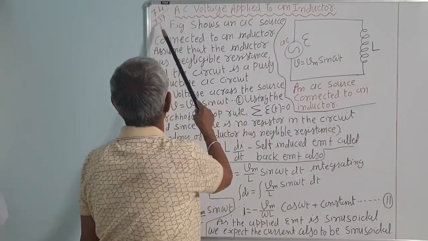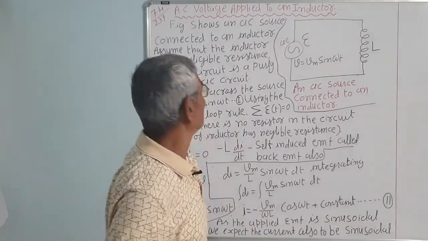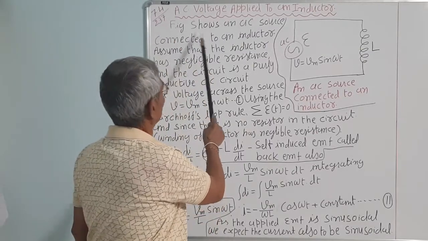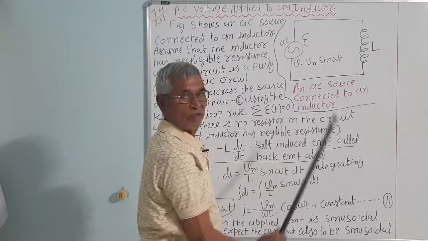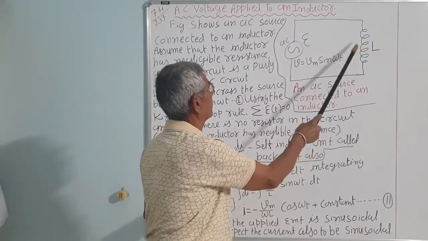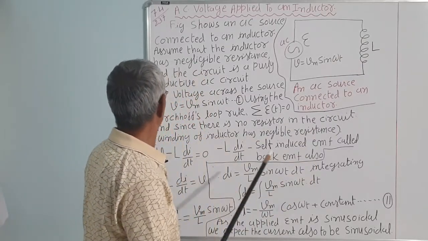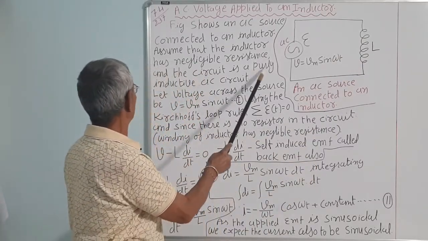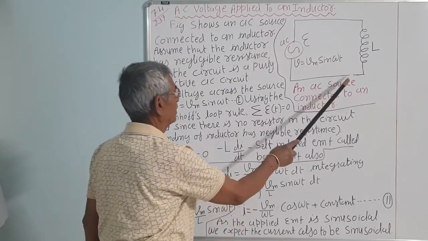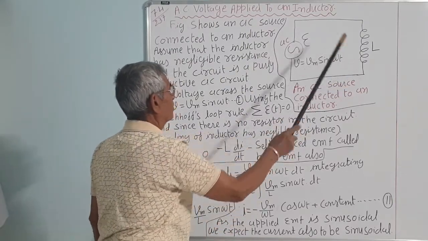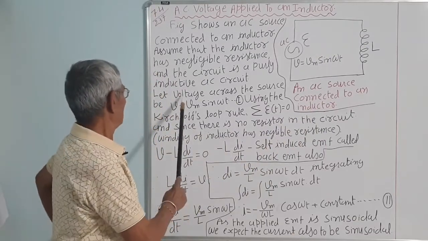Article 7.4 on page number 237, AC voltage applied to an inductor. The figure shows the AC source connected to an inductor L. This is a pure inductor we have considered. It has a coil made of copper but has a negligible resistance, and the circuit is purely inductive. There is no resistance in the circuit, that is, the resistance of the coil or winding of the inductor is negligible.